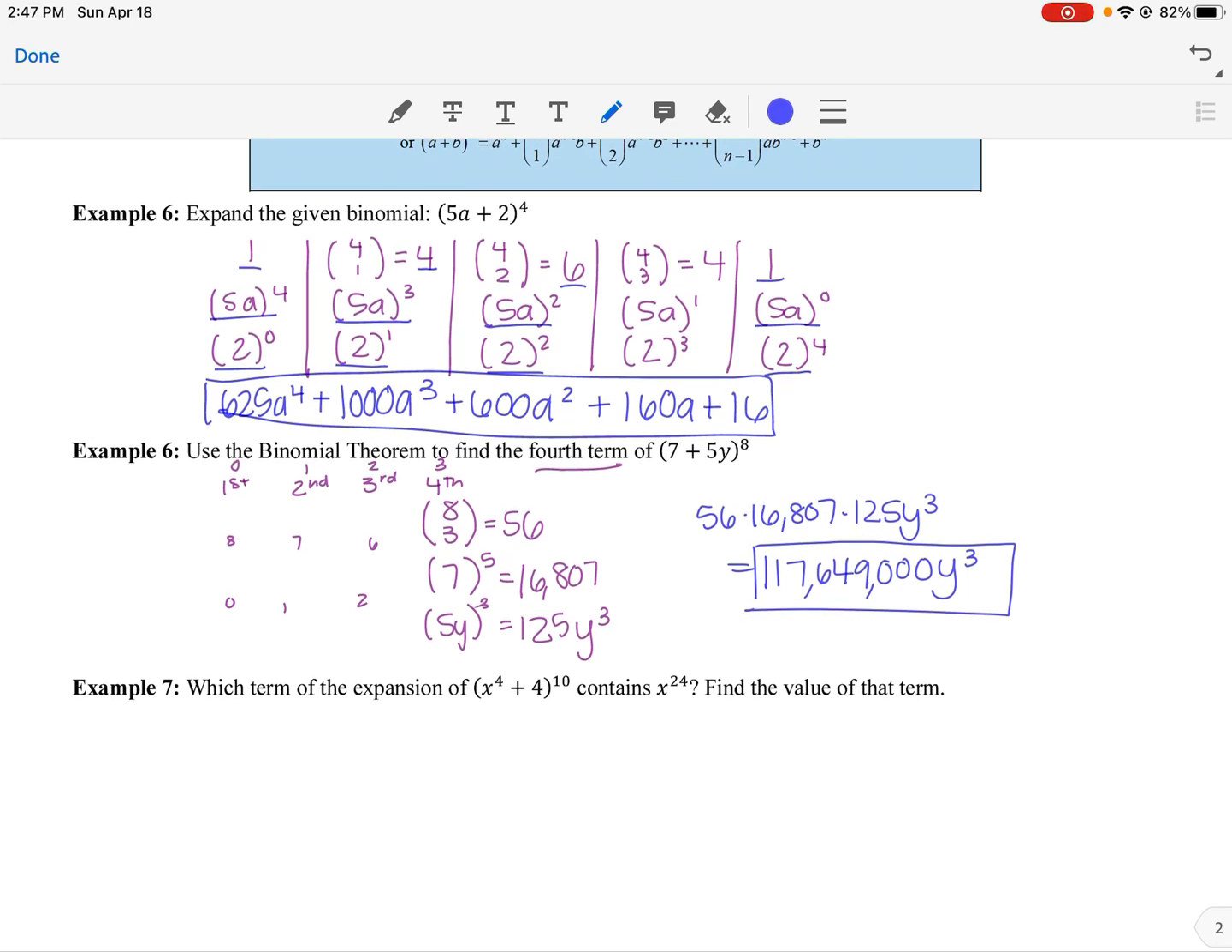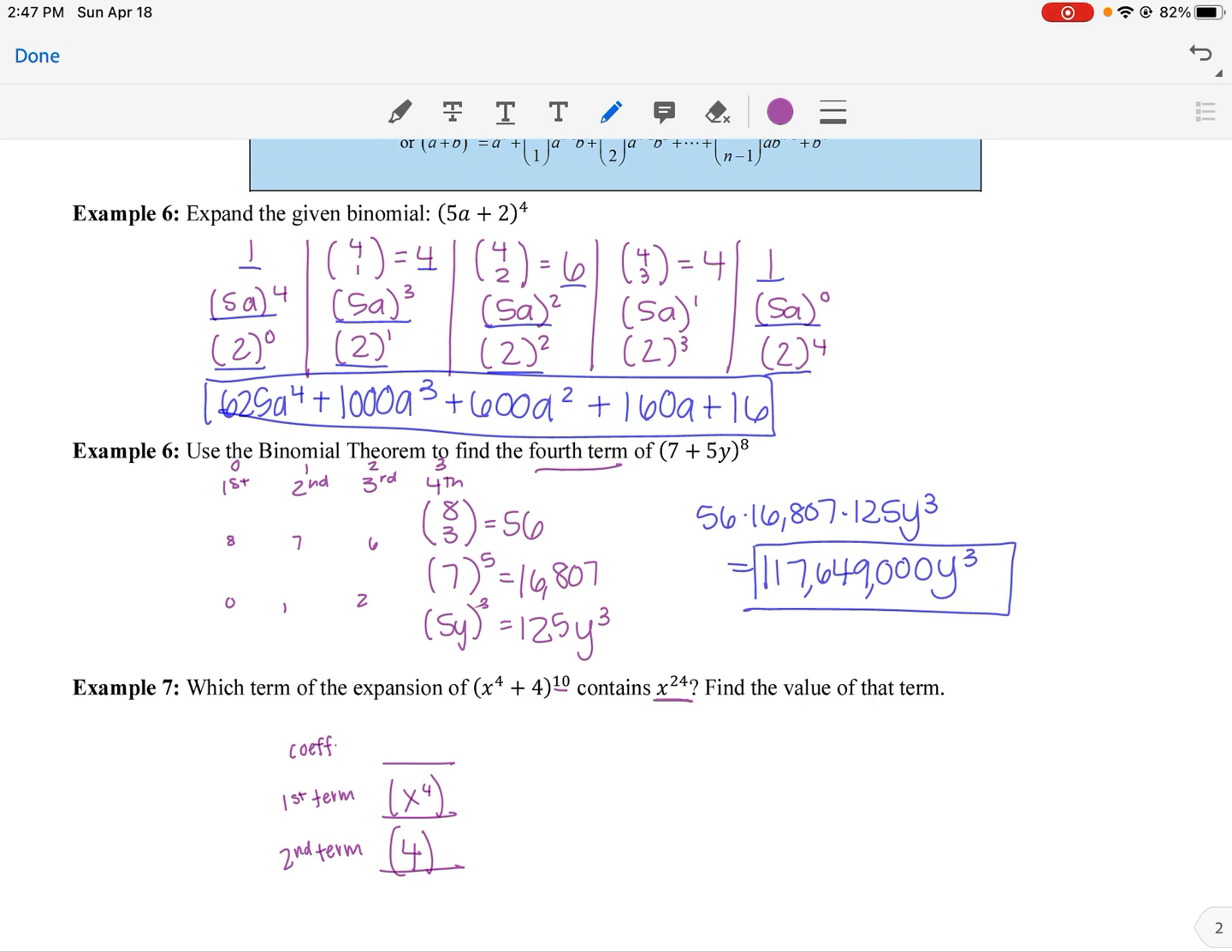Another way I could do this, notice I've got another one which has a large exponent. We definitely did not do our table out to the 10th. But we want to know which term contains x to the 24th. So something like that, I'd think about my 3 spots here: my coefficient, my first term, and then my second term. Here we're going to have x to the 4th raised to something. Here we're going to have 4 to the something. We have to figure out the coefficient too.